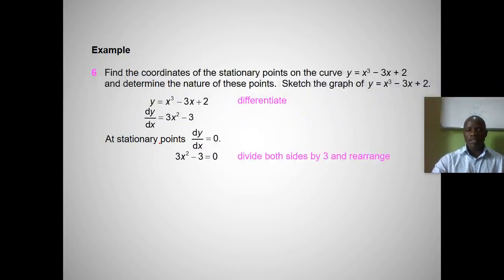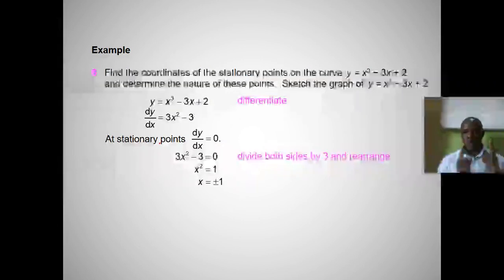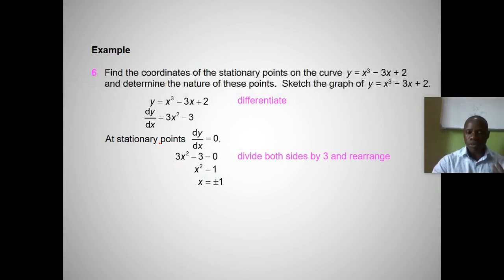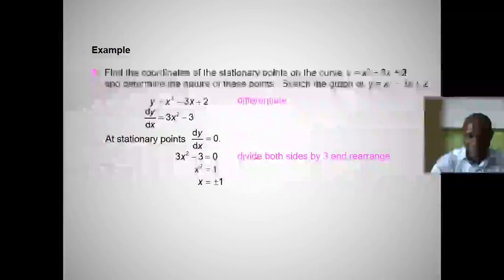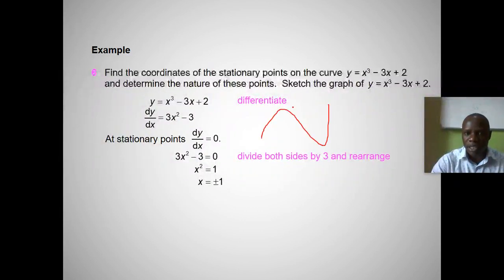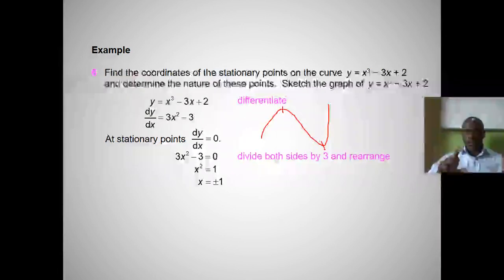Whichever way you solve, you can decide to divide by 3 everywhere. Then the answers will be x equals plus or minus 1, because you are square rooting 1. So this plus or minus 1 is the values of x, the values of x where it is turning. So where this thing is turning, the value of x here is -1. The value of x here is +1. So there are two values of x at the turning points.